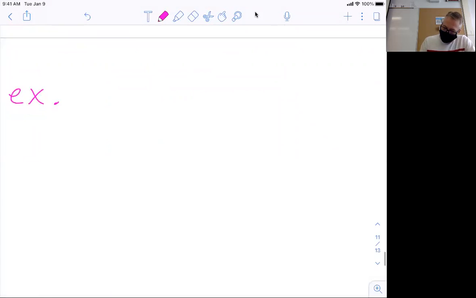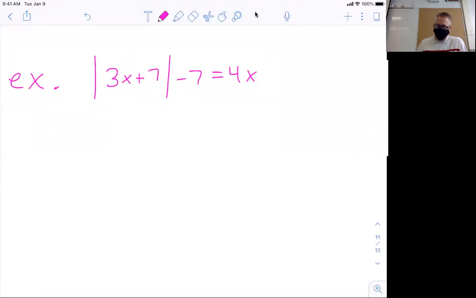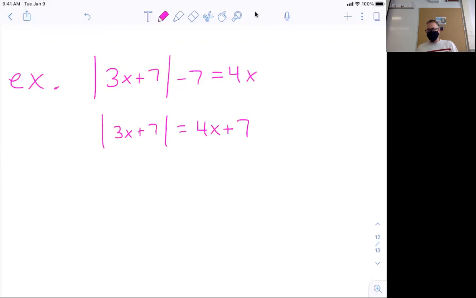And so our last example will be the absolute value of 3x plus 7 minus 7 is equal to 4x. And the reason I say it's a little bit harder is because we got this x over here. So when I try and get the absolute value by itself, I get the absolute value of 3x plus 7 is equal to 4x plus 7. That's not so bad.